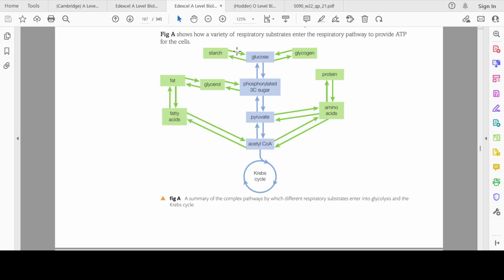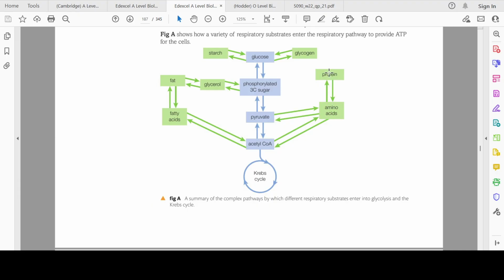So you've got starch or glycogen. Glycogen is the initial store in the liver. Starch is something that we consume. This is the process of glycolysis and the Krebs cycle. You've got fatty acids. They can be broken down to acetyl coenzyme A or converted to fat, or they could be broken down to glycerol, which is the phosphorylated 3-carbon sugar entering glycolysis.